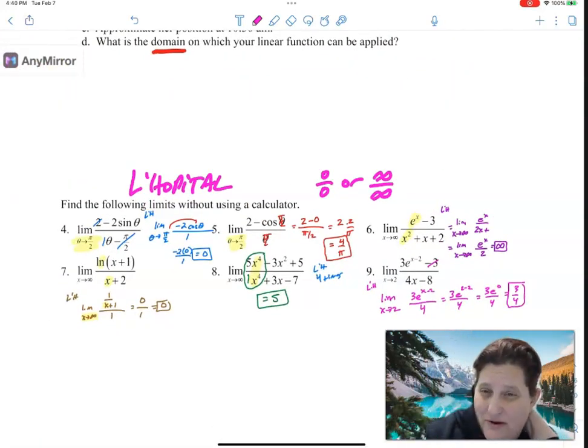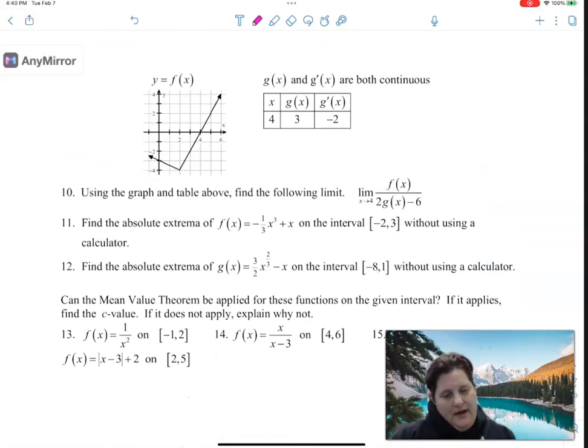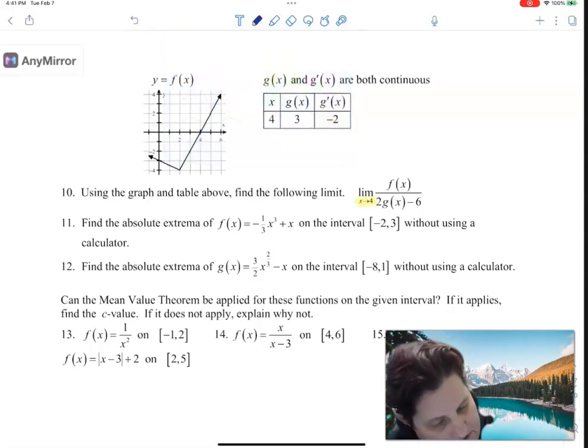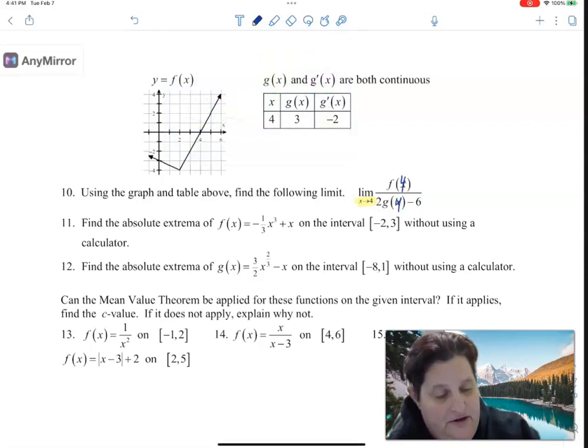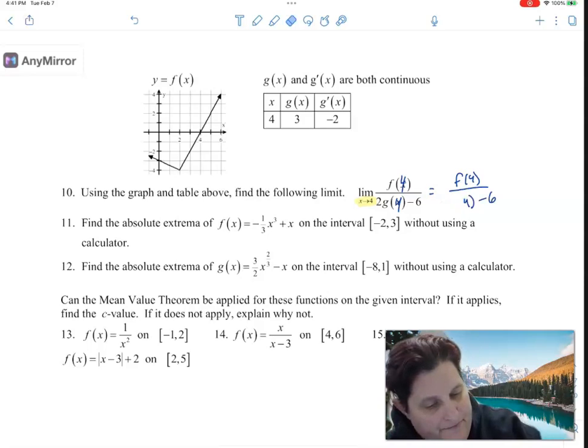So any limits questions you have, you have to decide if you can use L'Hopital's or not. All right, perfect. Next little section here. Number 10, using the graph and table above, find the following limit. The first time we do a limit, like the limit as x approaches 4, I just plug in. I do what's called direct substitution. So I'm looking for f of 4, and then 2 times g of 4 minus 6.